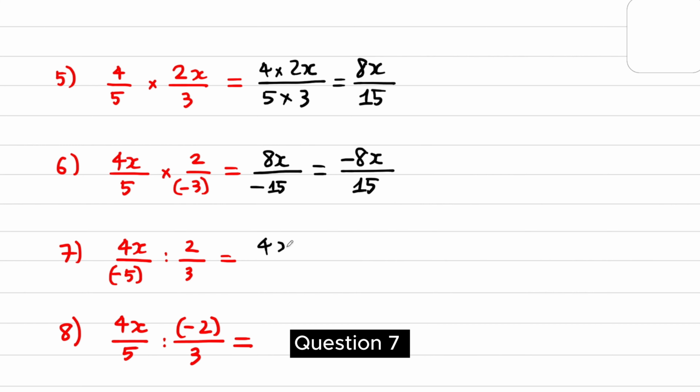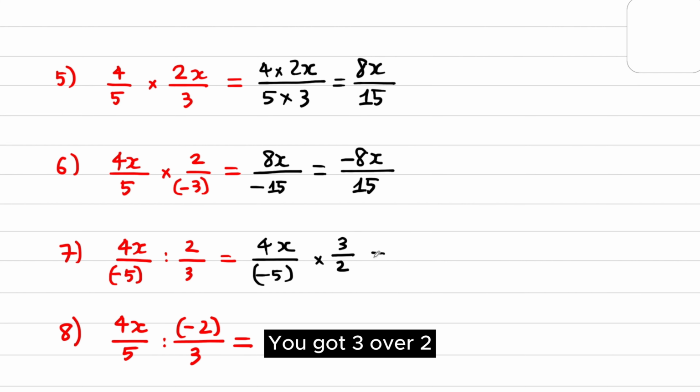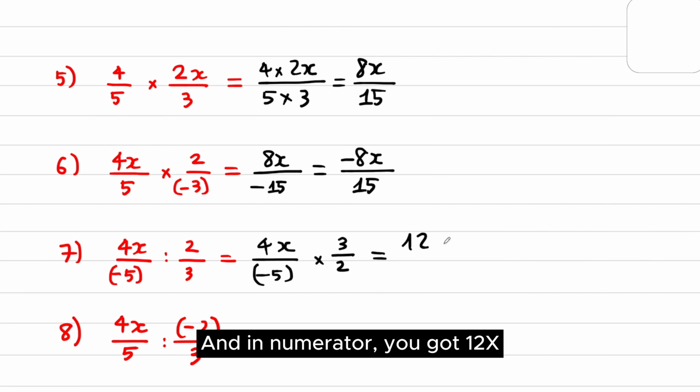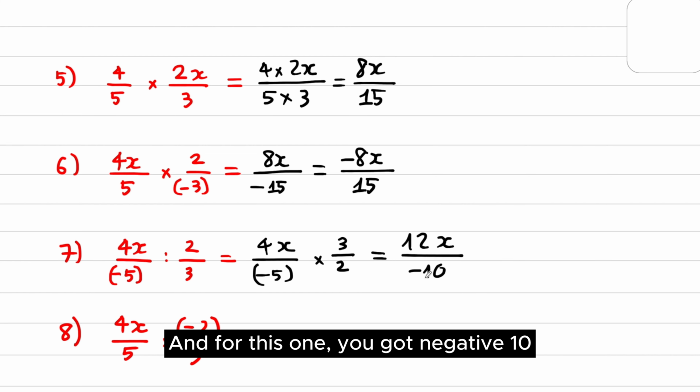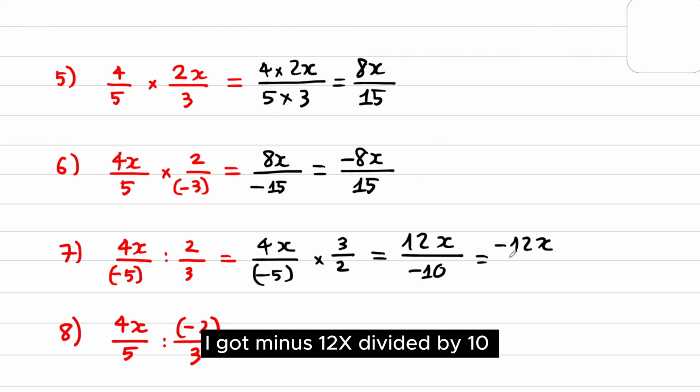Okay. Question 7: 4x divided by minus 5, divided by 2 over 3, means multiply by the reciprocal of 2 over 3. You got 3 over 2. And in the numerator you got 12x, and for this one you got negative 10. I move the negative sign in the denominator to the numerator. I've got minus 12x divided by 10.